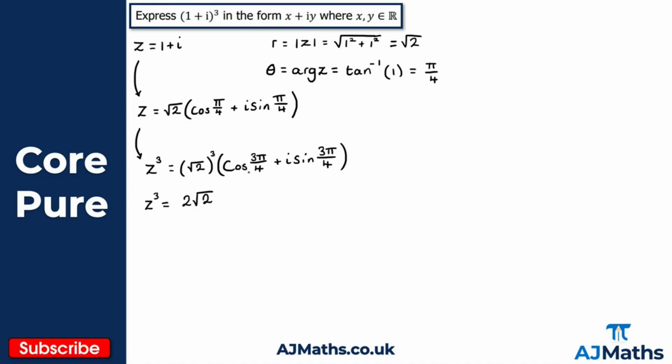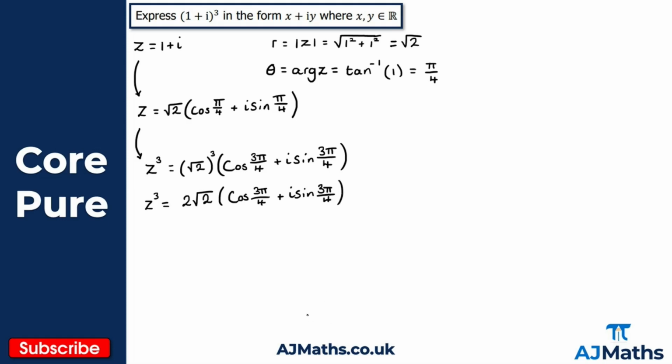Then what we've got here is cosine of 3 pi over 4 plus i sine of 3 pi over 4. I won't evaluate those just yet. Let's write this down again one more time so we can see it in full: cosine of 3 pi over 4 plus i sine of 3 pi over 4.